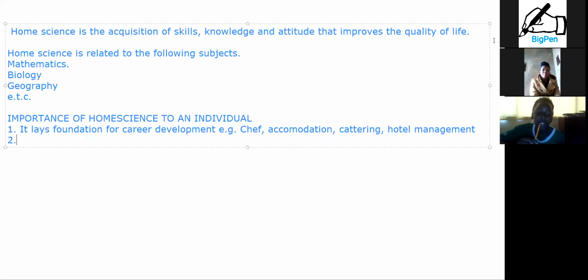Helps an individual to adapt to changing living conditions. Can you repeat? Helps an individual to adapt to the changing living conditions. Living conditions at home, community, and even nation, isn't it? Yes. Very good. Another point?